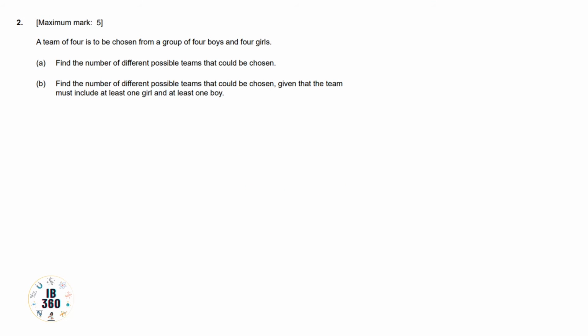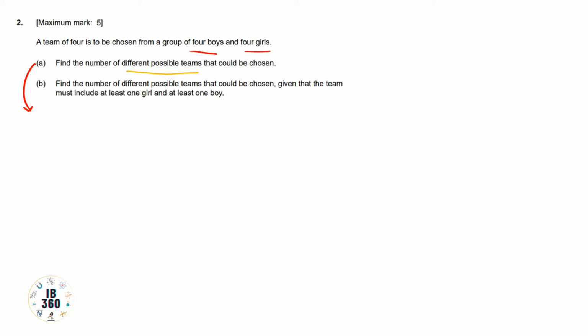A team of 4 is to be chosen from a group of 4 boys and 4 girls. Find the number of different possible teams that could be chosen. This problem is from the combination part. We need to find out the combination. Here probability also lies, but we need to find out different possible teams, different possible combinations. So the first problem is just the combination.